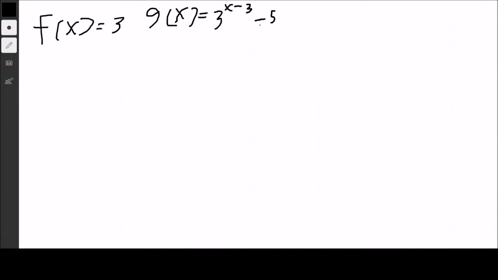Today, Joey and I are going to teach you how to graph logarithmic functions. The problem we are going to solve is f of x equals 3 to the x and g of x equals 3 to the x minus 3 minus 5. The first thing you need to do is solve for the original function f of x equals 3 to the x.